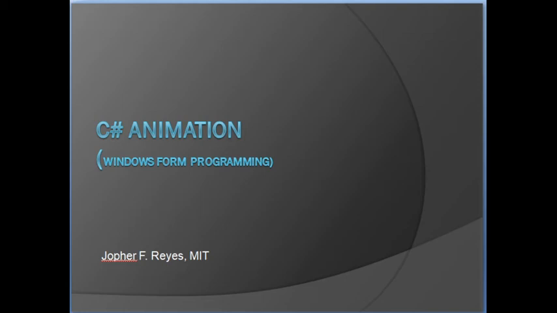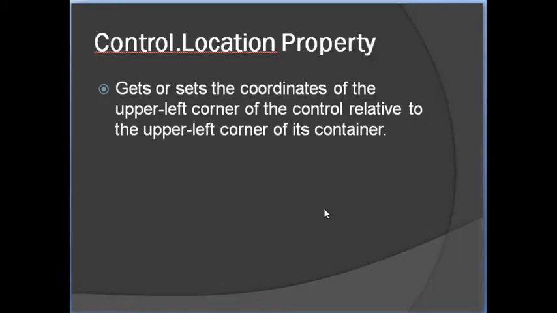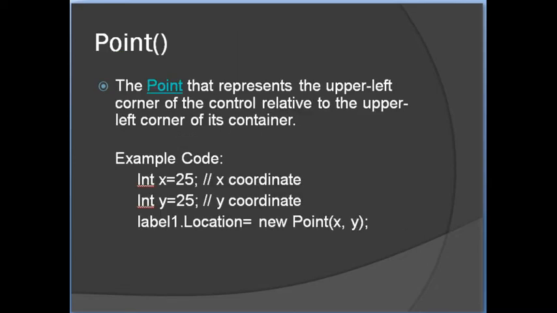Hello class. Our topic today is animation using the C Sharp language and the Windows Form of Visual Studio. First, we have to know the control Location property of Visual Studio. It will get or set the coordinates of the upper left corner of the control relative to the upper left corner of its container. Next, we have the Point method.